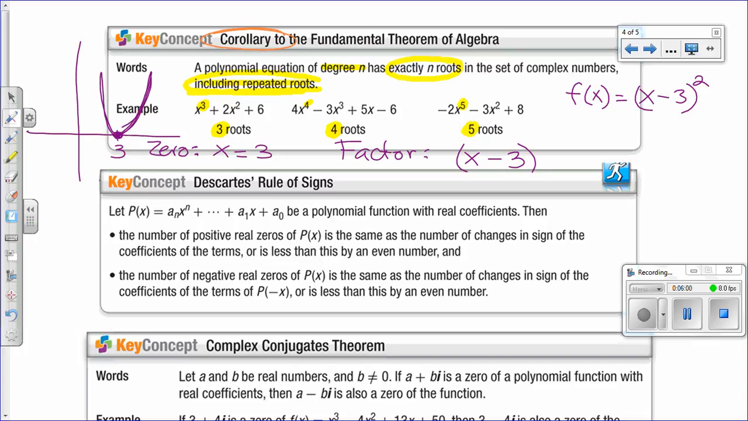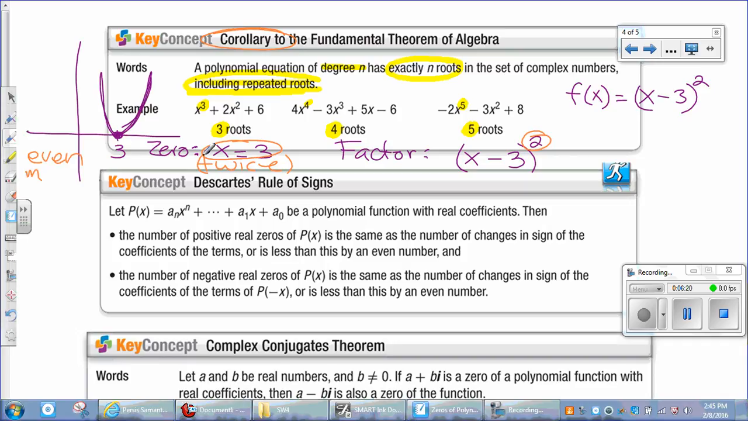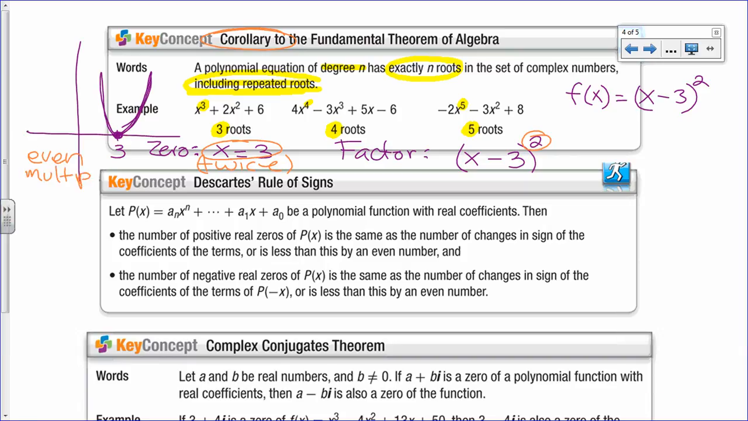So because this factor is occurring twice, the 0 occurs twice. And so when that happens, why? Because the factor has the exponent of a 2. So when that happens, we say that the 0 is of even multiplicity. And what that means is that the graph will touch and turn around.